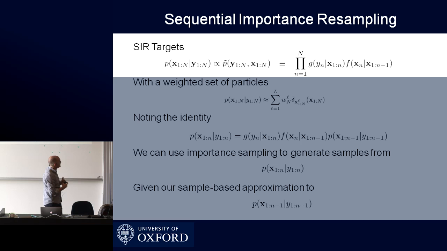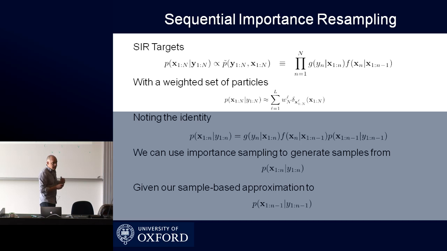So if we have some posterior distribution over latents x1 to n given y1 to n, which is proportional to the joint, which has this kind of Markov structure, for instance, where we have some sort of observation distribution g, where we look at the observed value of y given all of the latents up to that point, and some sort of transition distribution that allows us to generate xn from x1 to n minus 1. Well, we can target this conditional distribution. We can try to represent it using a weighted set of particles. So here we have the conditional distribution of x1 to n given y1 to n. It's the sum over L particles of the weights and delta masses at the draws from that.